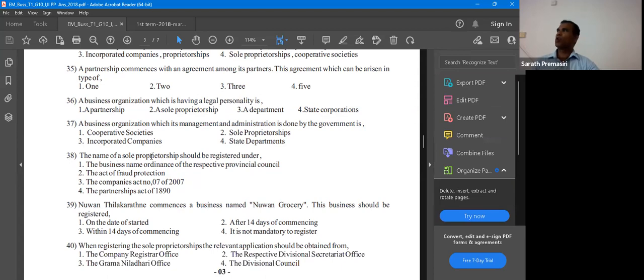The name of a sole proprietorship should be registered under what? The Business Name Ordinance of the respective provincial council. The answer is that.